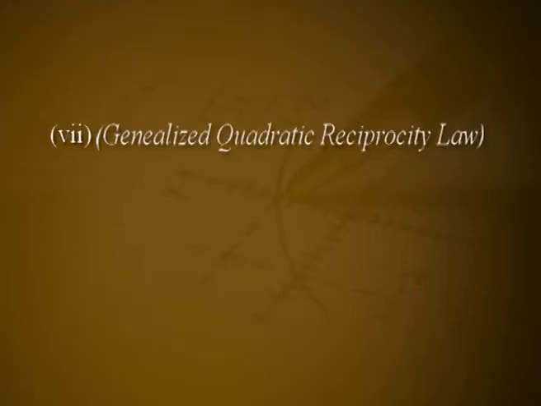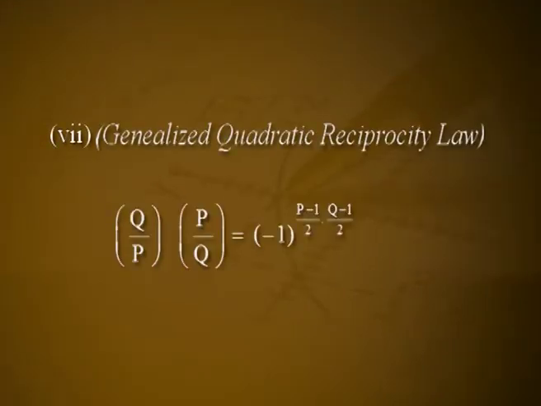Generalized quadratic reciprocity law. The Jacobi symbol (q/p) times (p/q) is equal to (−1)^(((p−1)/2)((q−1)/2)). Proof. Here we prove 5 and 6, and the rest is left as an exercise.